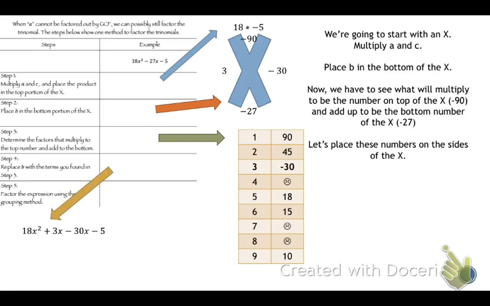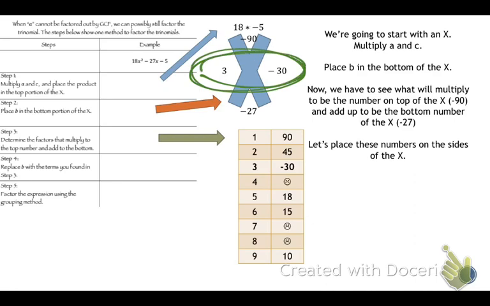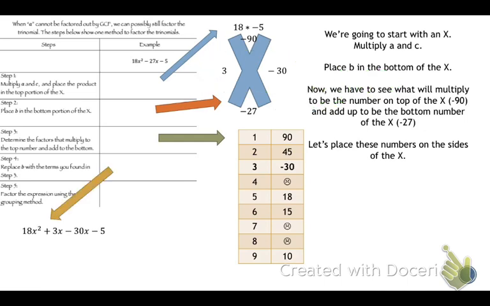Now we are going to replace, I'm going to go back. So 3 and negative 30, these are going to replace your b value. So that's going to be 18x squared plus 3x. So you're just really adding x's here. So 3x, 30x. Okay? 3x minus 30x minus 5. And now let's factor this by grouping.